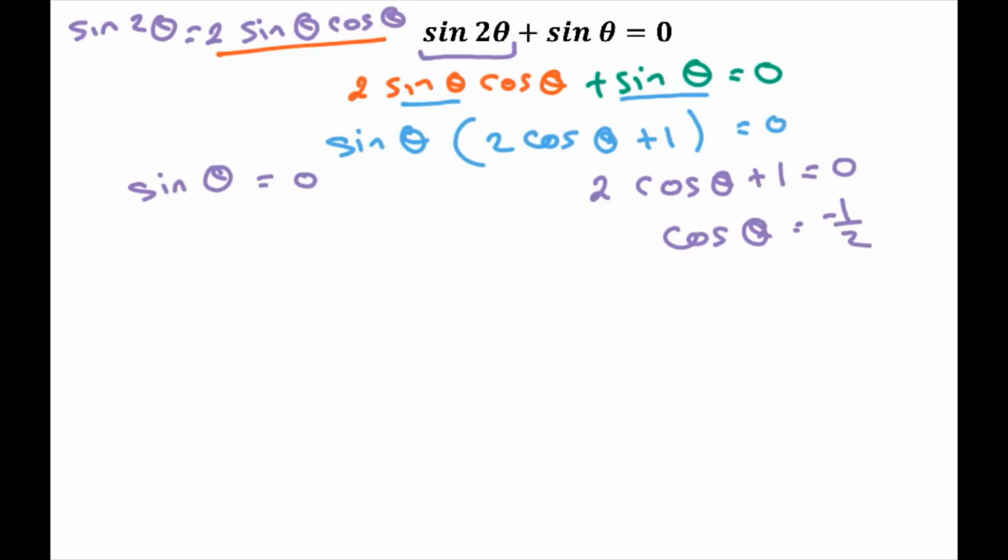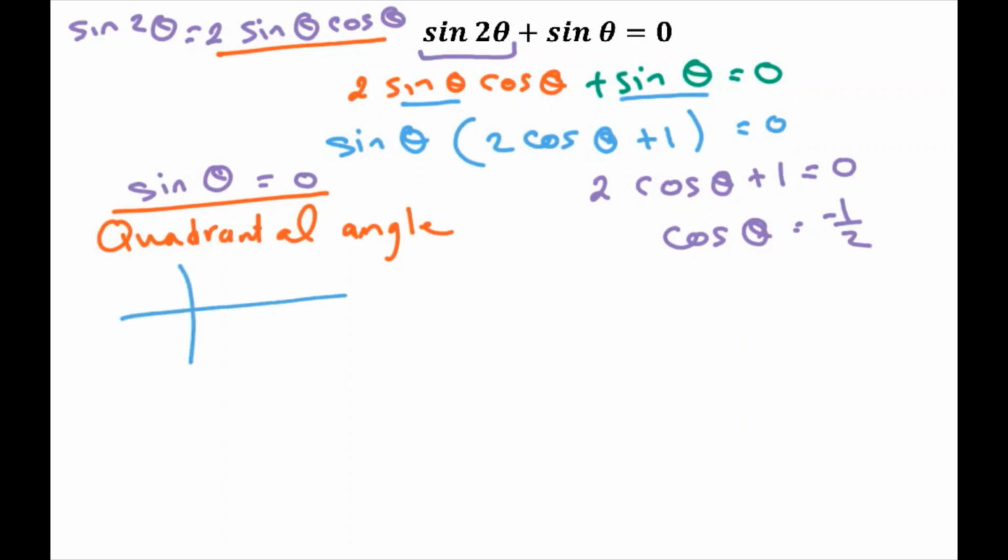Now on this side here, this is a quadrantal angle because of 0. When you have a quadrantal angle, better to draw the function. Where is 0? 0 is here, 1, 2, 3. So I have 3 angles that can give me the sine of them equal to 0, which is 0, 180 (pi), and 2 pi. So these are my 3 solutions from this side.